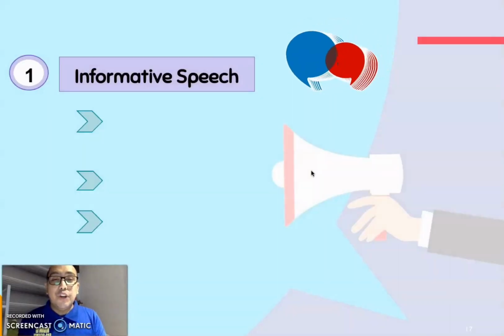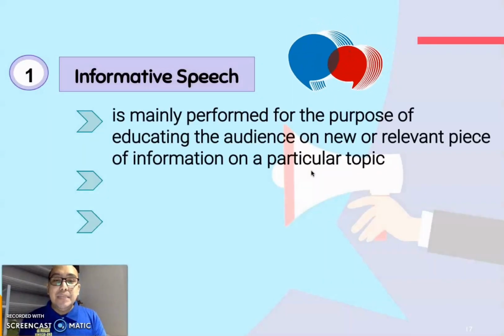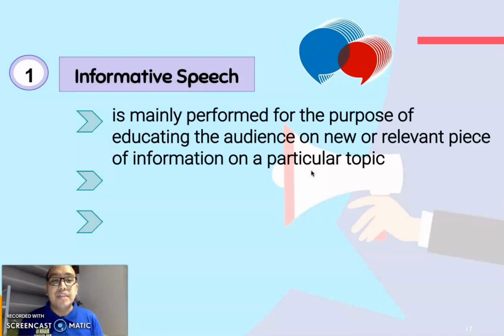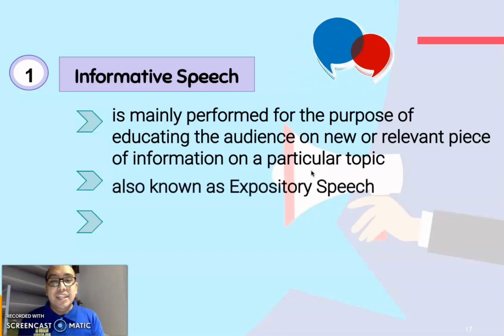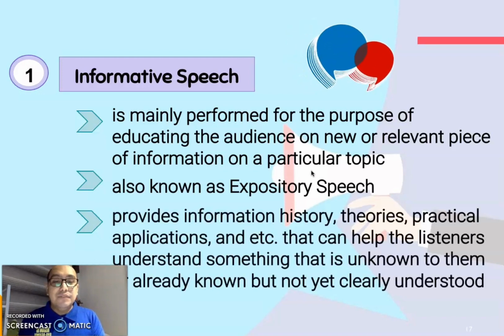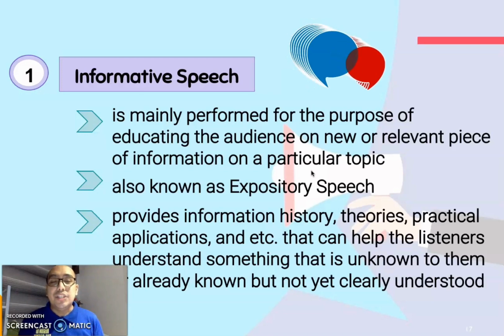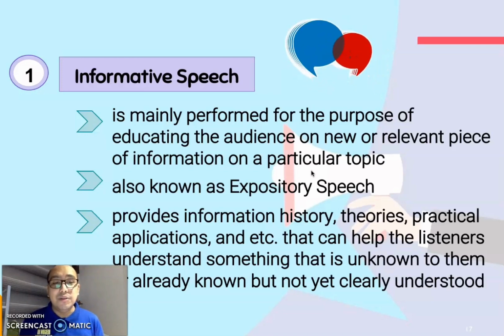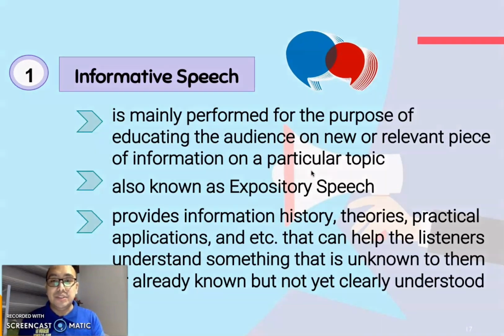The first one is the informative speech. It's mainly performed for the purpose of educating the audience on new or relevant pieces of information on a particular topic. It is also known as expository speech. It provides information such as history, theories, and practical applications that can help the listeners understand something that is unknown to them or already known but not yet clearly understood.